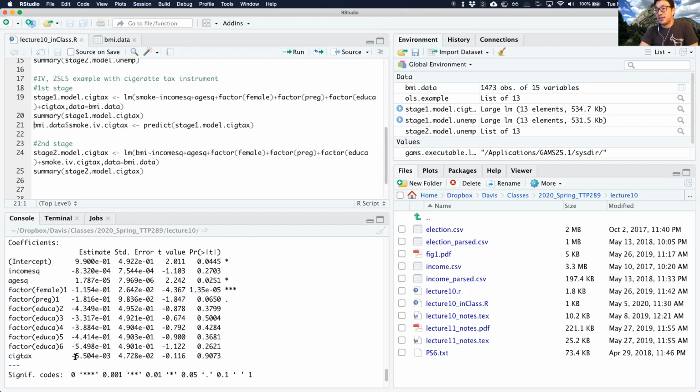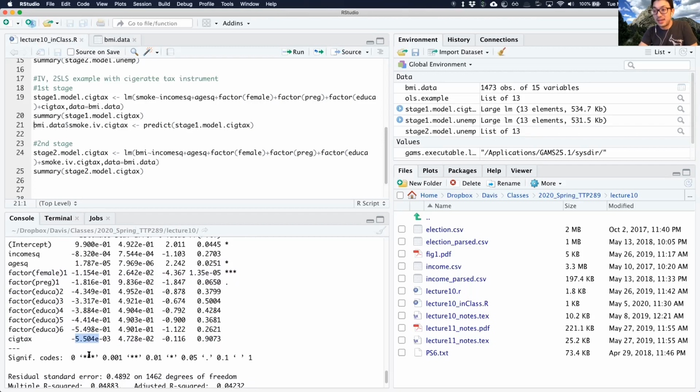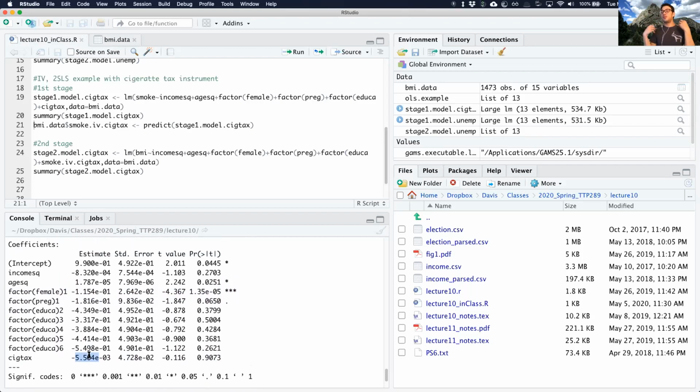One of the things you'll notice for the cigarette tax is that the relationship between cigarette tax and smoking is not very statistically significant. What that means is that even though we have a good qualitative justification for it being a good instrument, it's also a weak instrument, which is to say that the relationship between people actually smoking and the size of the cigarette tax just doesn't seem to be that robust. And so we're going to see how that's going to affect our second stage.